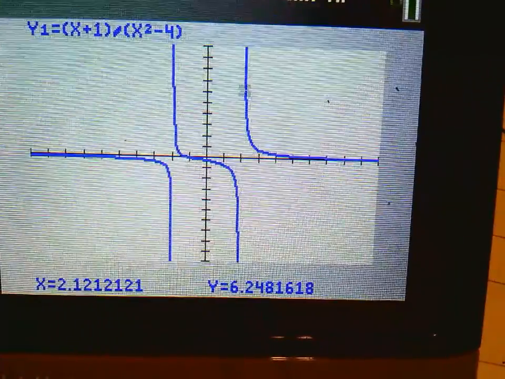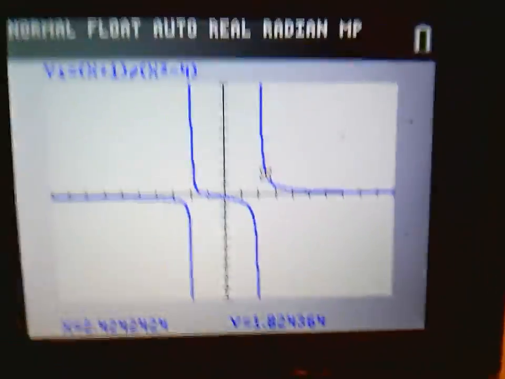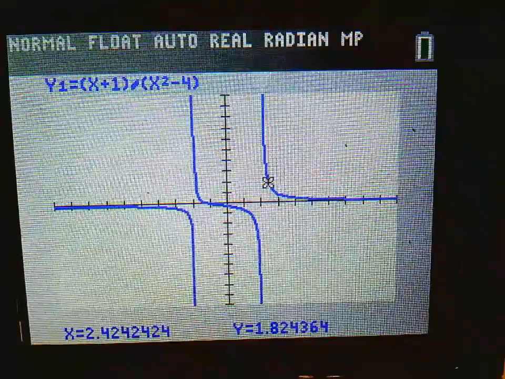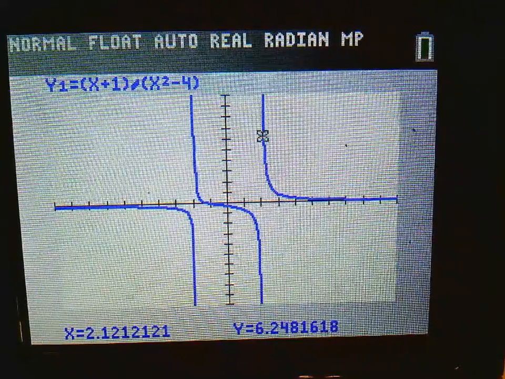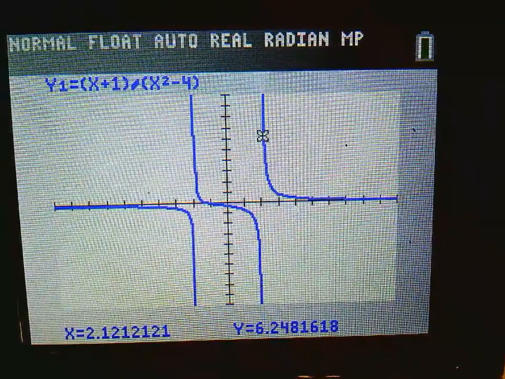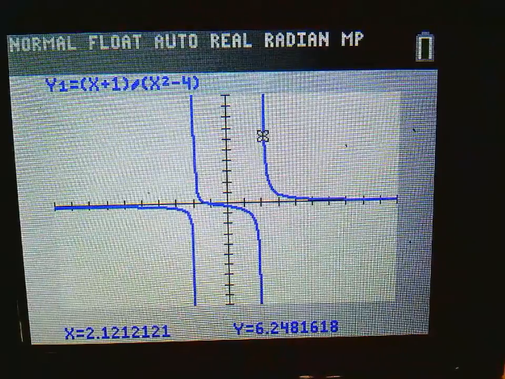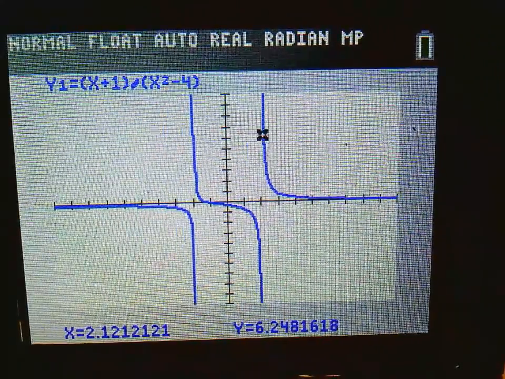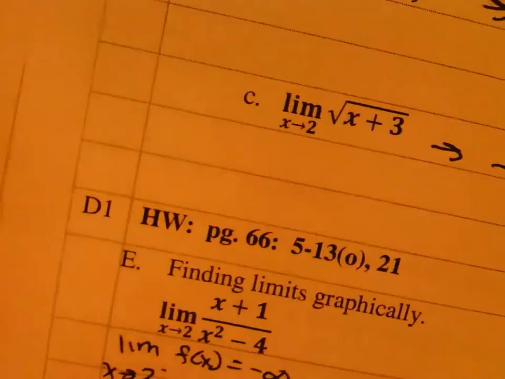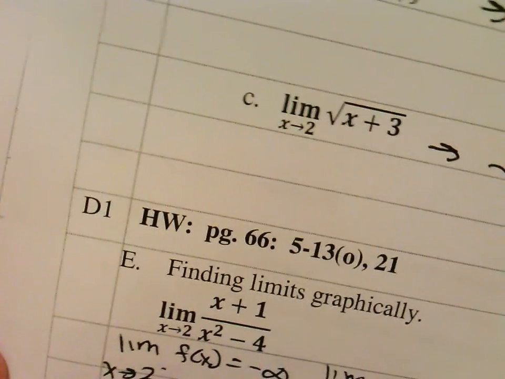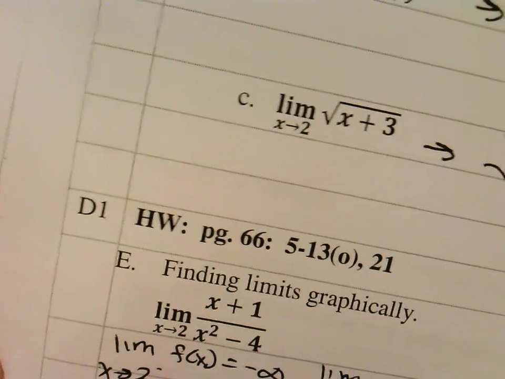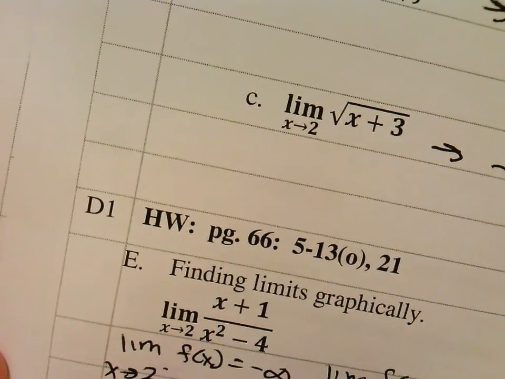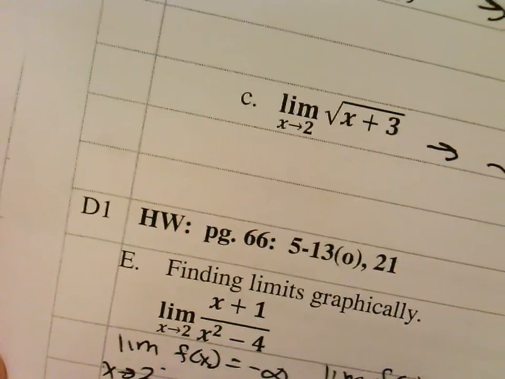Let's go over here, okay? So now we're going to approach 2 from the right. So again, we're going up. So remember, you're looking for a y value. So up in y is positive infinity, okay? So my limit as x approaches 2 from the right of f of x is positive infinity.